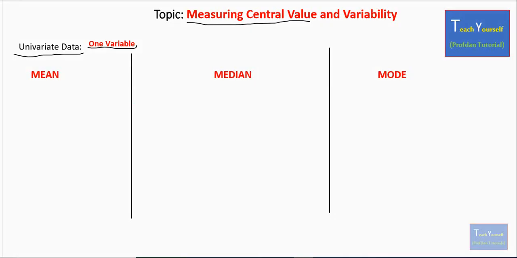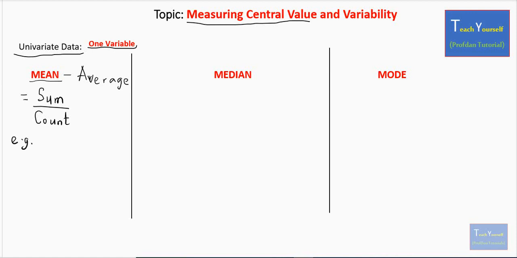So first I'm going to start with what we call mean. Mean simply means average. And how do you find the average of a particular data? It is simply sum divided by count. We're going to take a look at a very simple example.